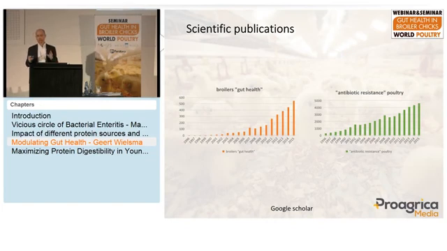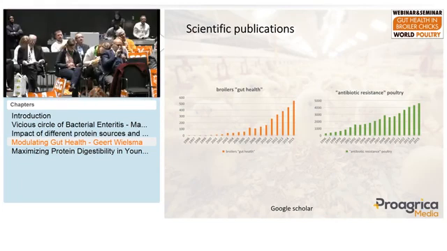A search on gut health delivers these results. It didn't exist before 2000 in literature. It was not a topic as such. And if you put next to that the trend in scientific publications related to antibiotic resistance, you see that those two increase at a similar trend. That is what is in focus today.